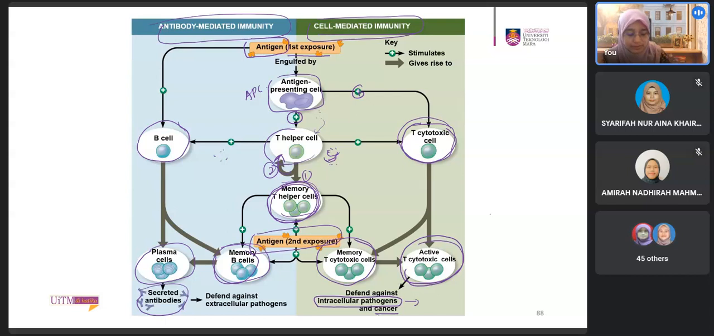Tapi kalau antibody mediated immunity, it is to defend against extracellular pathogen, pathogen that is circulating in your body fluids, blood, lymph, and also interstitial fluid. Sebab the antibody is circulating in your body fluid to find this pathogen that is outside of your body cells, in your blood, lymph, or interstitial fluid. That's why we call it humoral immune response as well. Humoral asalnya daripada perkataan humor, which is body fluid.